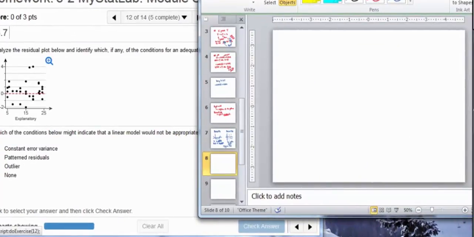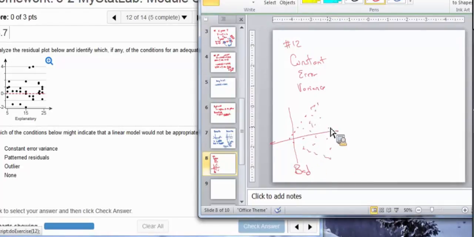Okay, what do they mean by constant error variance? So this is still number 12. Constant error variance. That's what happens when the residual plot fans out. And this is bad. The residual plot does not fan out. And when your kid throws Cheerios on the floor, it doesn't spread out into a fan. It just spreads out all over. This is bad.